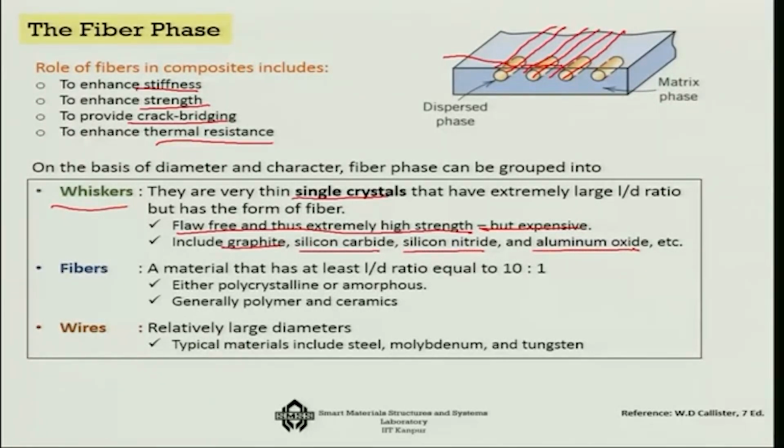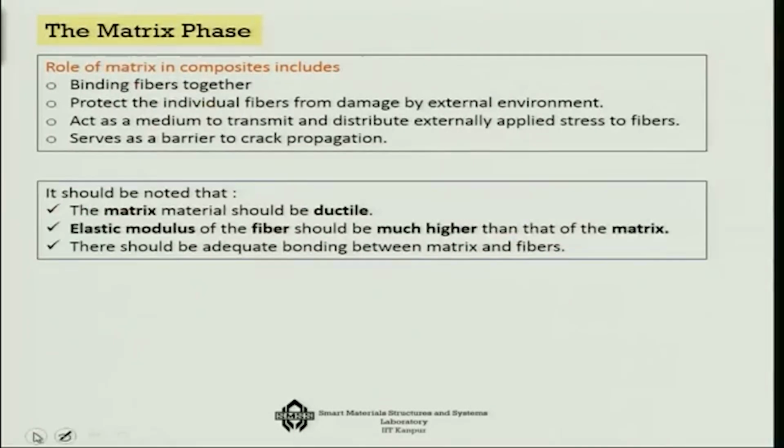And then you get fibers which have an L/D ratio of about 10:1, and they are either polycrystalline or amorphous. Generally they are polymers and sometimes ceramics. Then there are relatively larger diameter ones, which are wires, typically steel, molybdenum and tungsten. Tungsten particularly is used with boron as a coating layer, and that was used in the space shuttles.